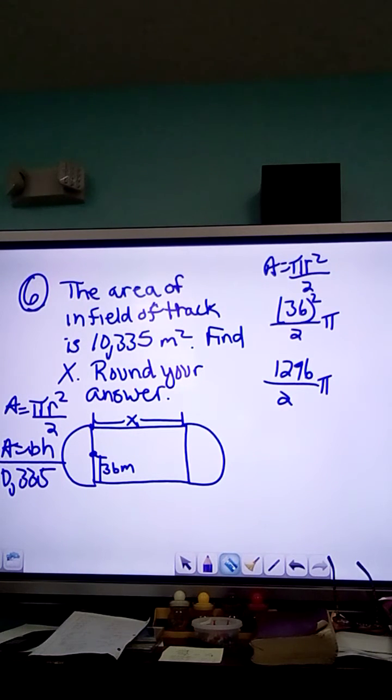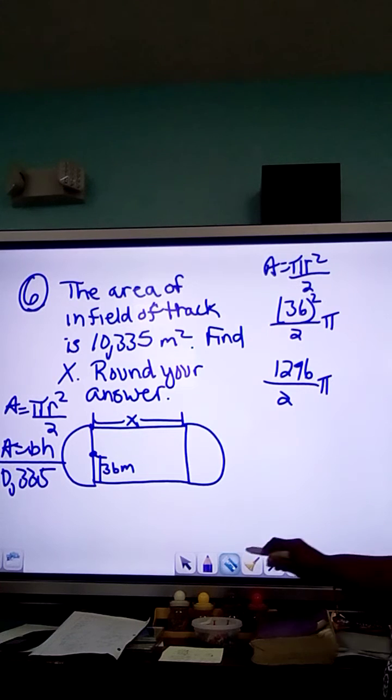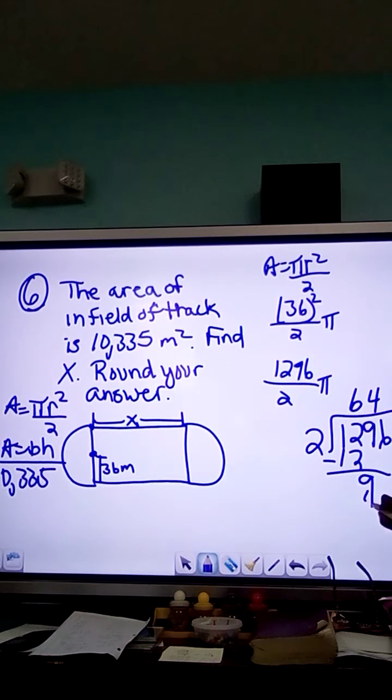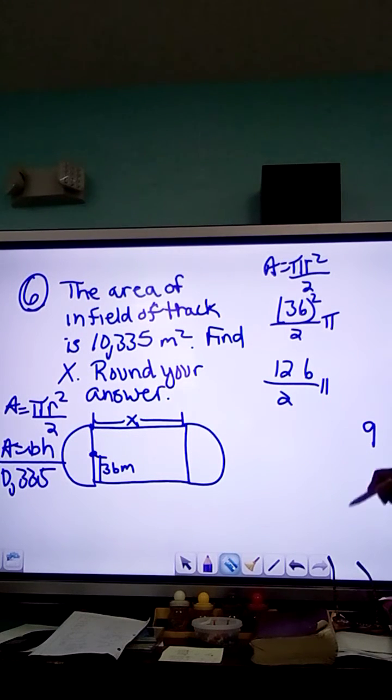We need to divide 1296 by 2. Okay? And so therefore, we work it out. 1296 divided by 2. How many 2's are in 12? 6. 12, subtract, bring down your 9. How many 2's are in 9? 4. That gives us an 8. Subtract, 1, bring down your 6. How many 2's are in 16? 8. So 648 is our answer.